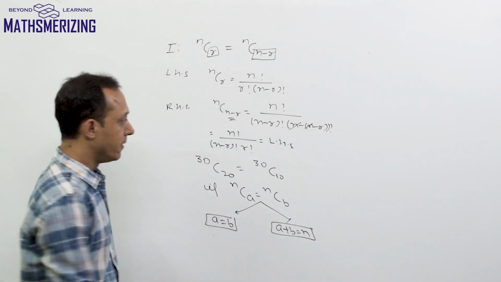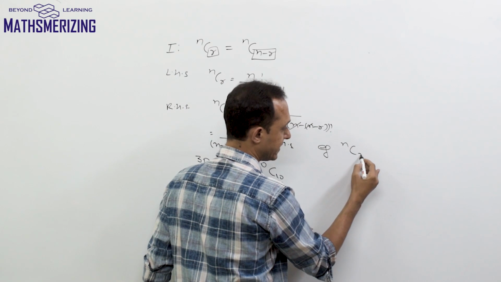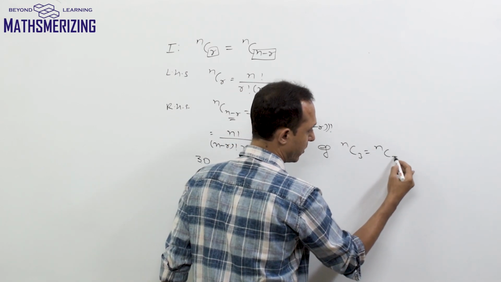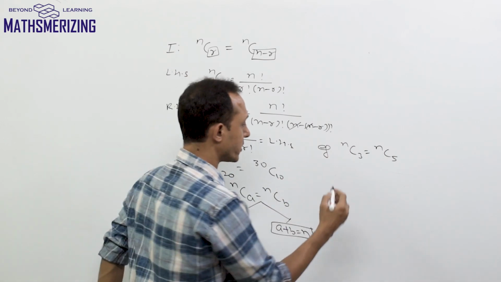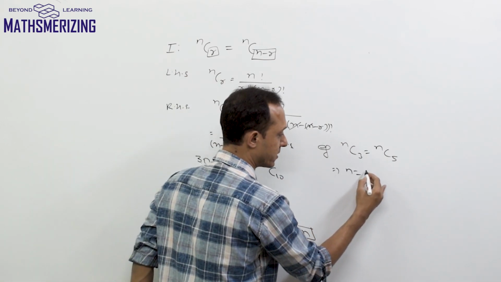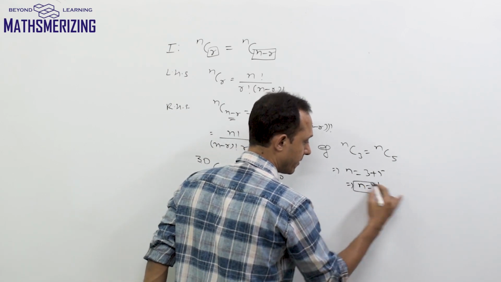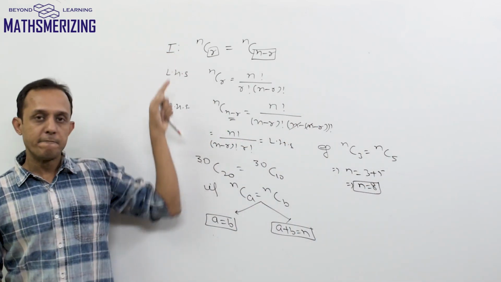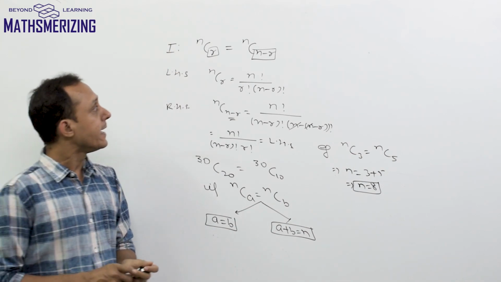Now say for example, suppose it is given that nC3 is equal to nC5. Now here a cannot be equal to b. So the only solution possible in this case is the value of n should be equal to a plus b. So the value of n is 8. So this is how we'll use this first property of binomial coefficients, that is nCr is same as nCn minus r.